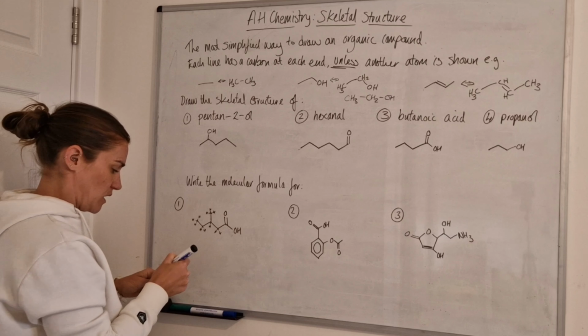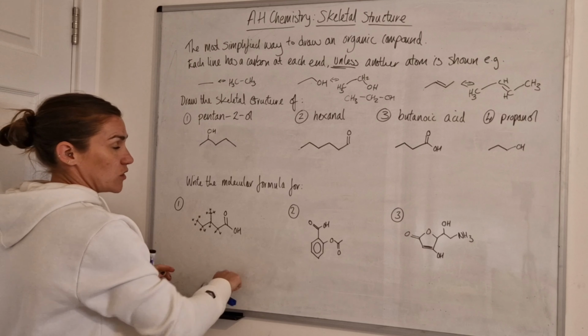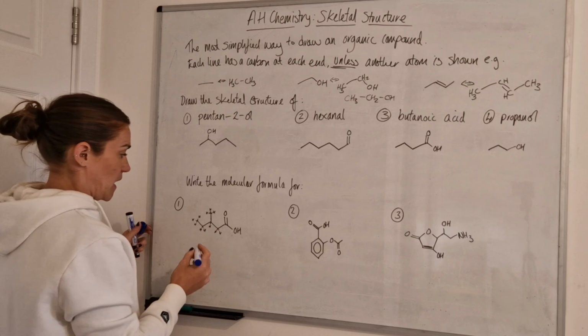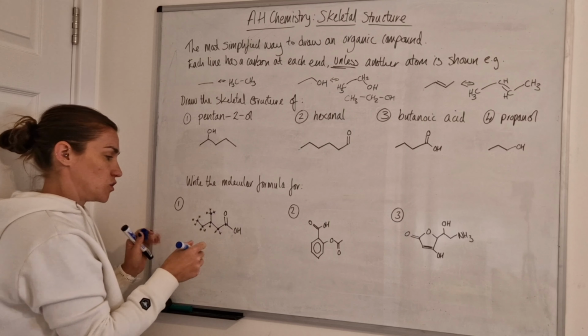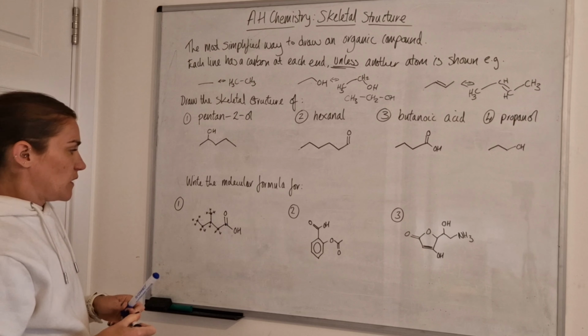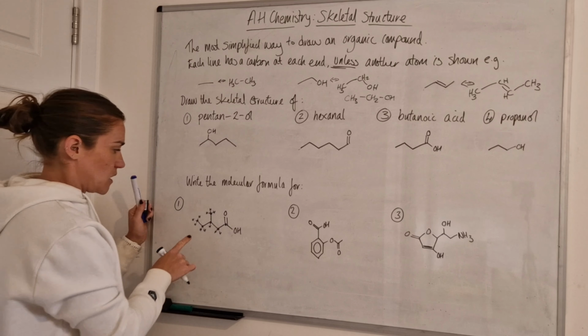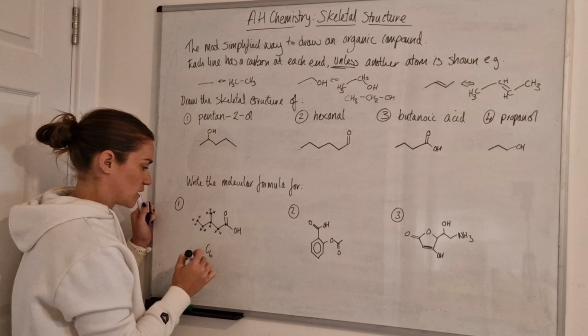Once you've drawn in the hydrogens, the other good thing to do is take a highlighter or a different colour pen into your exam and dot where the points in the line are, so dot for where there is a carbon. Again, every point on a line in the zigzag is a carbon except if there's another atom shown. Once you've done that, it makes it really easy to put your molecular formula together. So we count how many dots we've got: 1, 2, 3, 4, 5, 6 carbons. So that would be C6.